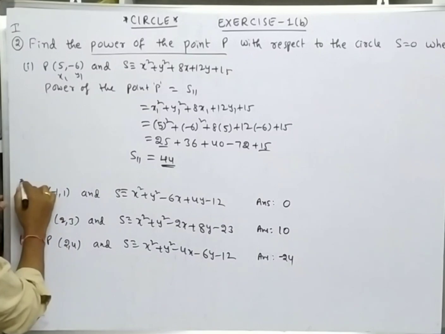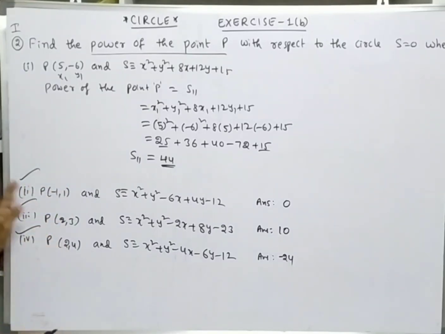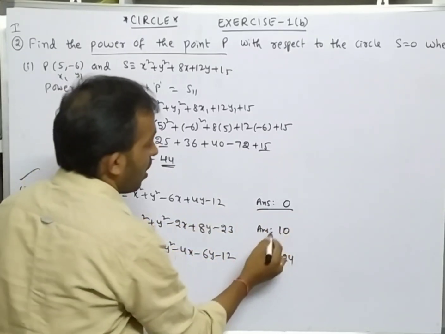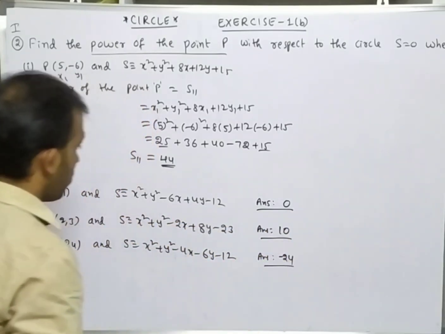Okay, so these are the extra problems to do yourself. You have to get the answers 0, 10, minus 24 for these problems.